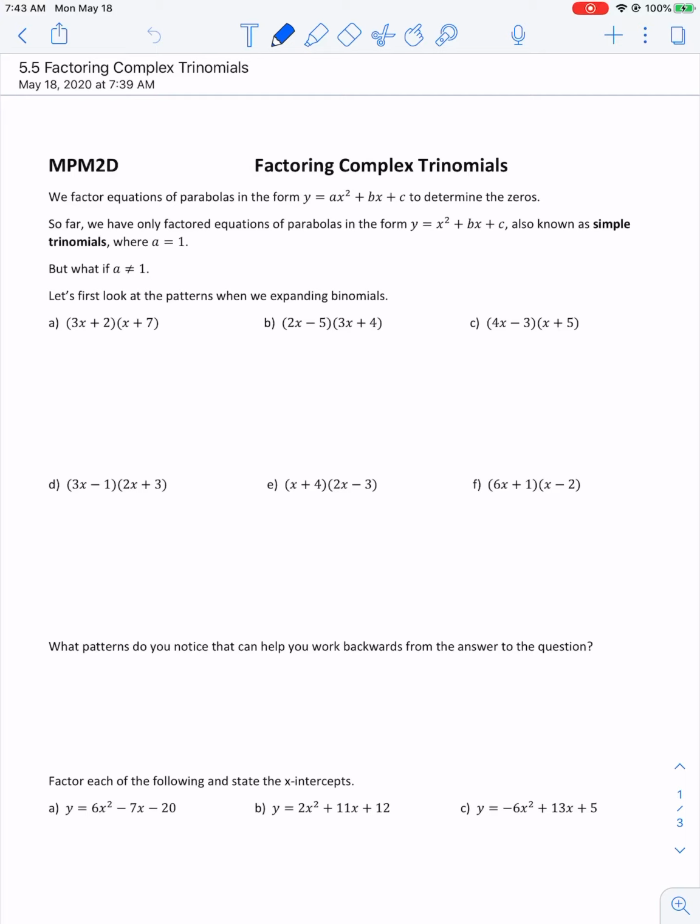So the first thing we're going to do is take a couple of expanding questions, and see what some patterns are. Because what we want to be able to do is work backwards and factor. We want to be able to take a question that is in this form here.